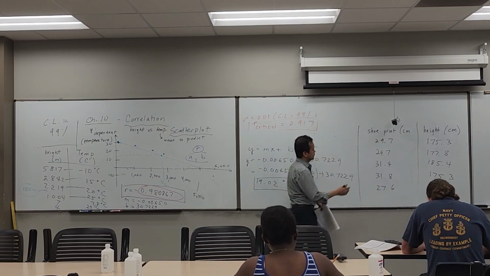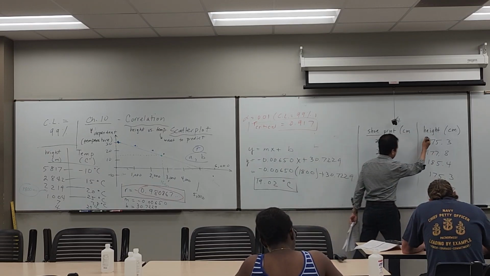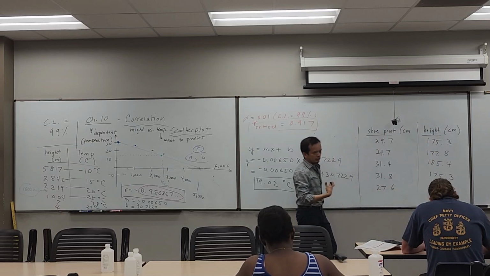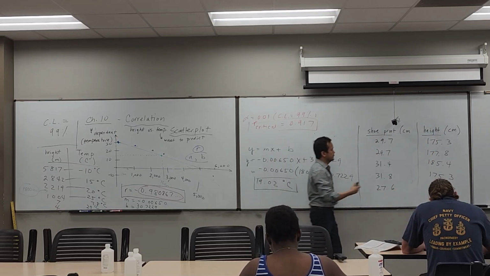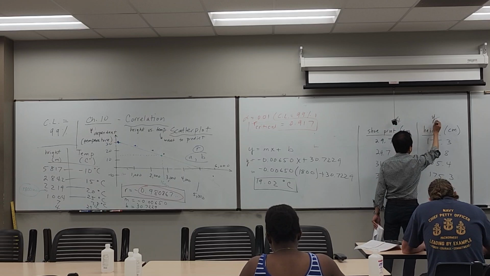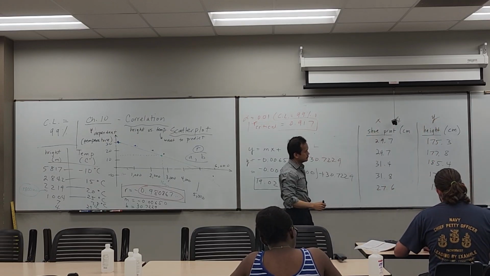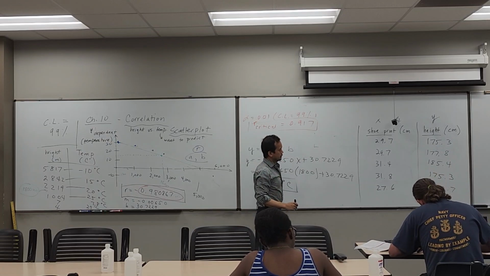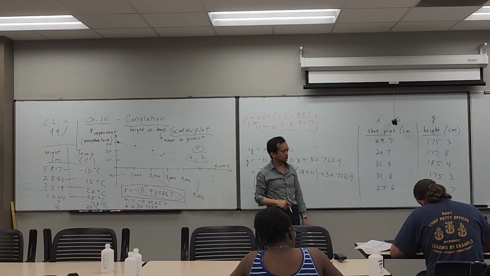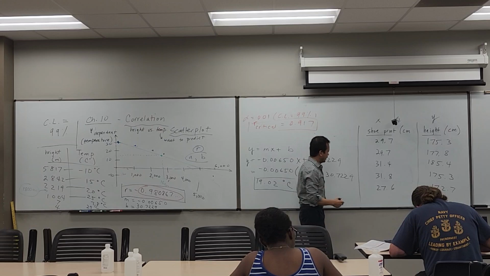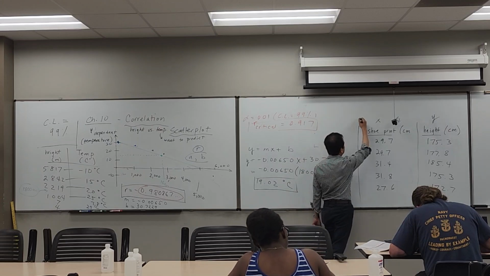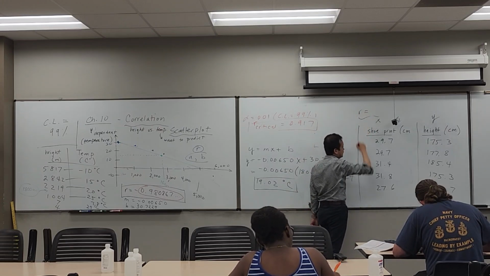Of these two variables, shoe print size and height, the thing that we're trying to predict is height. So we'll call that the y variable, the dependent variable, and shoe print will be x. So go ahead and enter those pairs of points in your calculator, and let's talk about what the R value, the linear correlation coefficient, is.